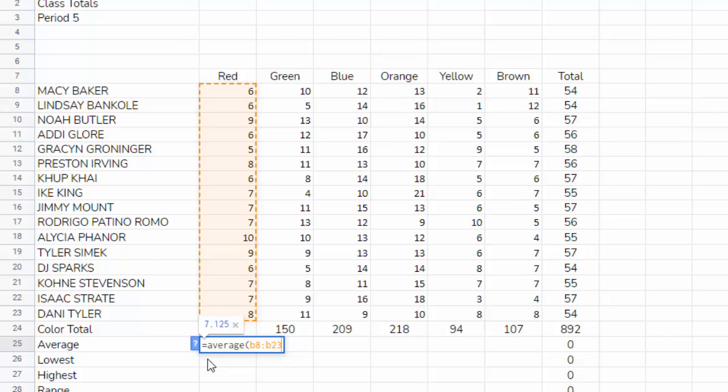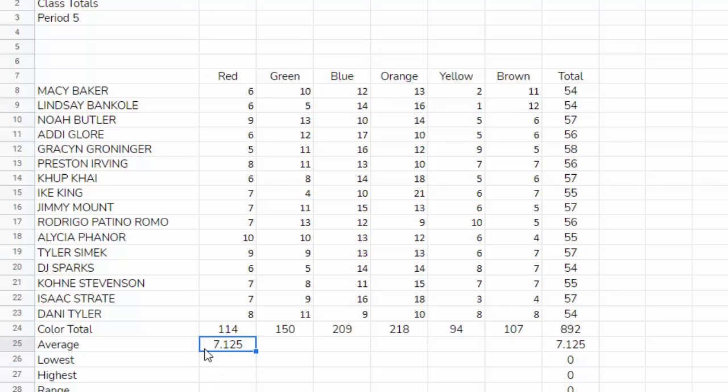This is what I'm going to calculate with. Is this good? It's kind of saying, is this what you want? And yes, it is. So I'm going to close those parentheses and press enter. Now, it did not ask me, do you want to autofill down? Because I don't want to autofill down. I am going to want to autofill across, however.